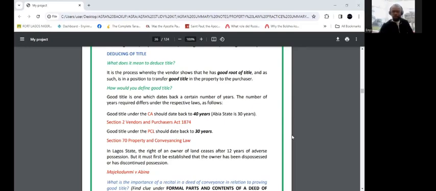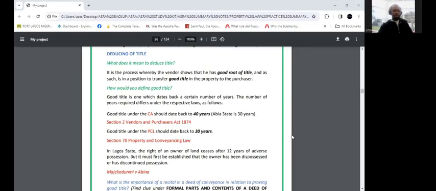Now, in very simple terms, what that means is that deducing of title is the vendor showing the purchaser that his ownership of the land is legitimate, is genuine. And so the purchaser can be assured that the title the vendor is transferring to him is one that cannot be refuted, one that will stand any challenge brought against it.